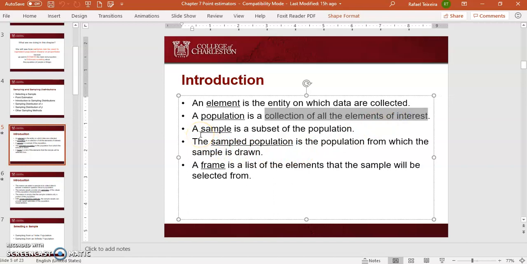For example, a population of students in the College of Charleston, a population of students in the whole South Carolina, or the population of professors of high schools in South Carolina, and so on. We can define the population the way we want. A sample is a subset of the entire population. The sampled population is the population from which the sample is drawn, and a frame is a list of the elements that the sample will be selected from. Okay, I'm going to talk more about this terminology as we move on in this chapter.